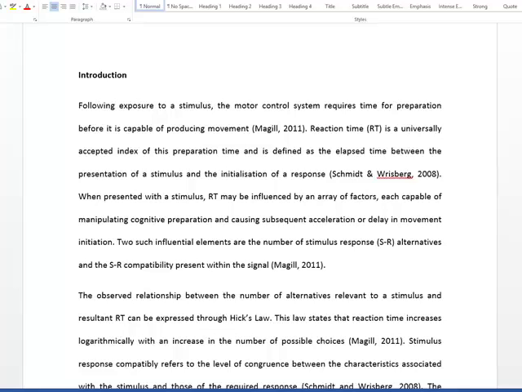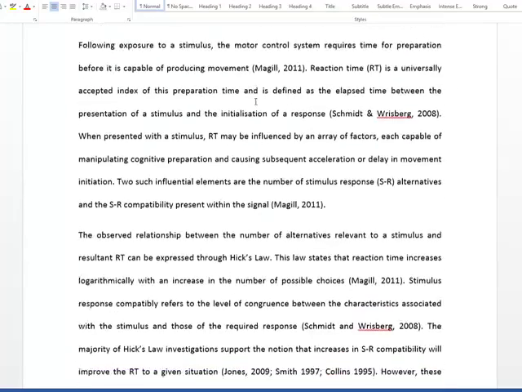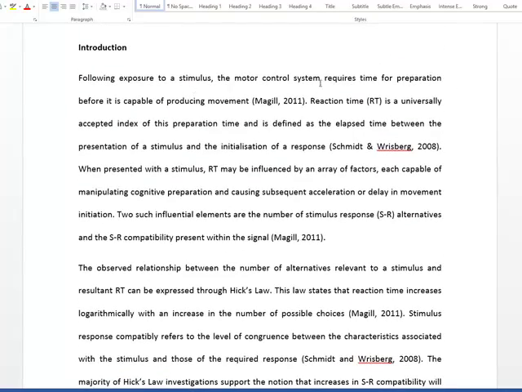If you write down your own statements, even if you're addressing the points there, unless they're evidence-based, it won't actually count. So the first thing is we need to provide background information on the topic. Now we look at this introduction, a majority of these first 2 paragraphs are background information. So it's talking about things like reaction time is a universally accepted index of preparation time. So it's a bit of a general statement there, backed up by a journal article.